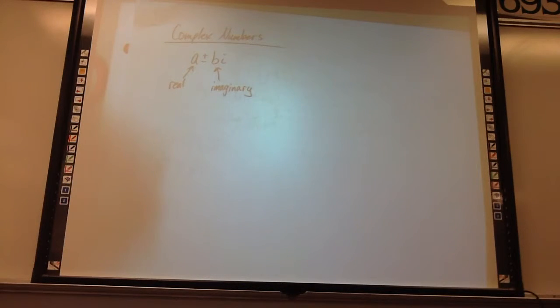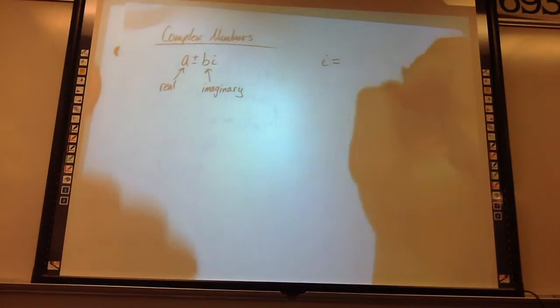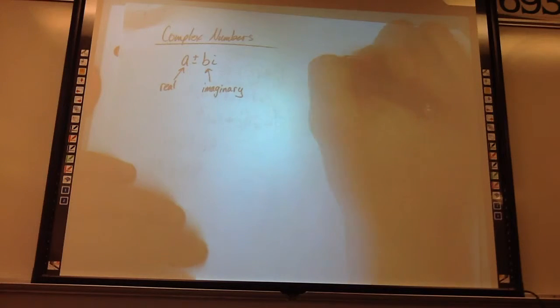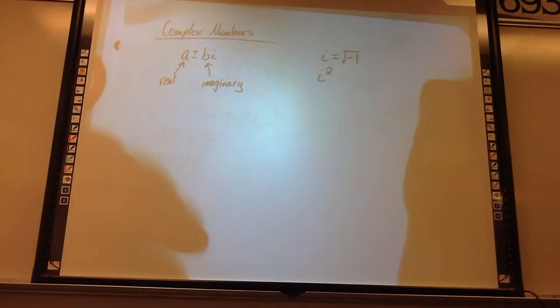Like, i is -1. I is not -1. I is the square root of -1. So if i is the square root of -1, what's i squared? -1. It's the square root of -1 times the square root of -1. Right.